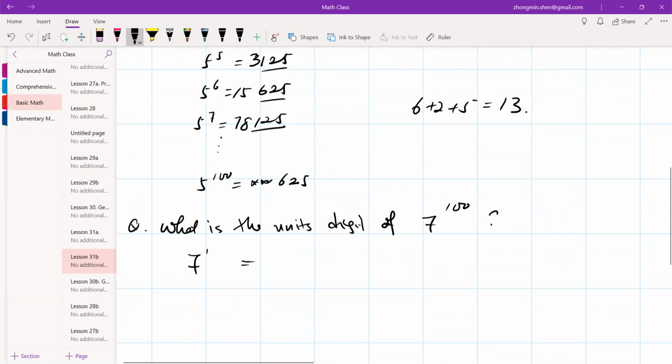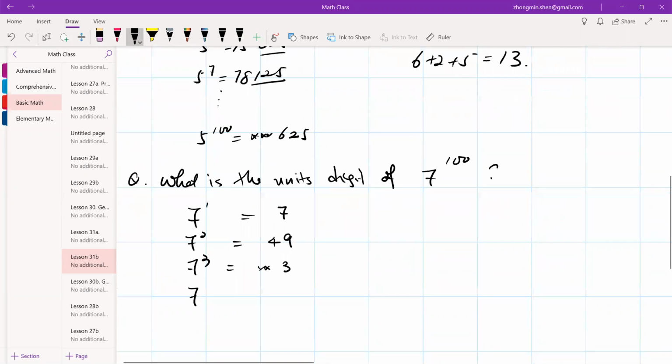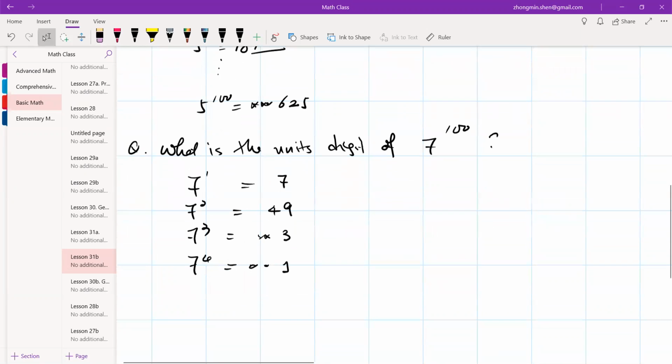Okay, so 7 to the 1 is a 7, right? 7 squared is 49. Then 7 cubed is 7 times 9. You don't need to know the other digits, just 7 times 9. You get 3, okay? Then 7 to the 4th, 3 times 7 is 21, so the last digit is 1. So you can see that then from 5, you repeatedly get 7. So this will periodically show up 7, okay?